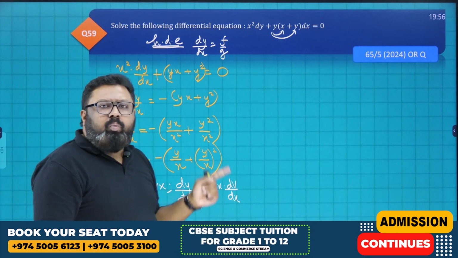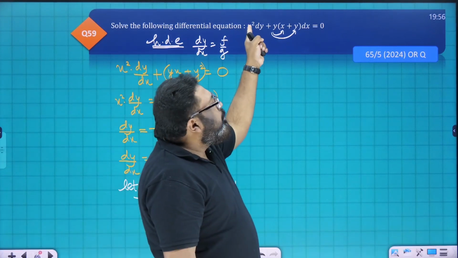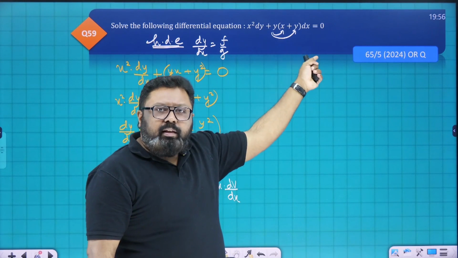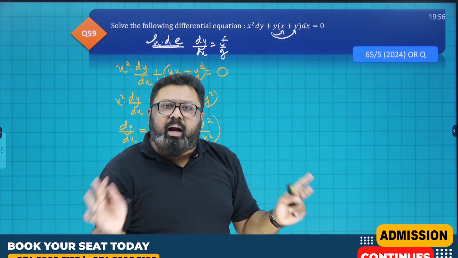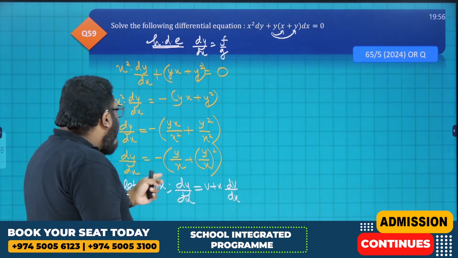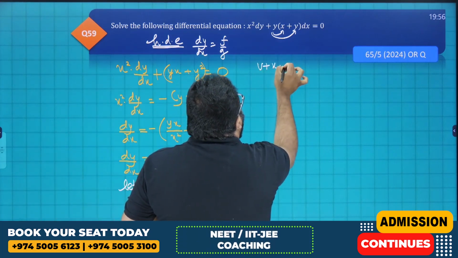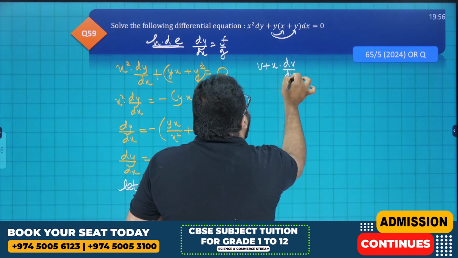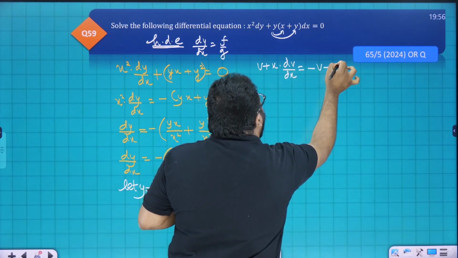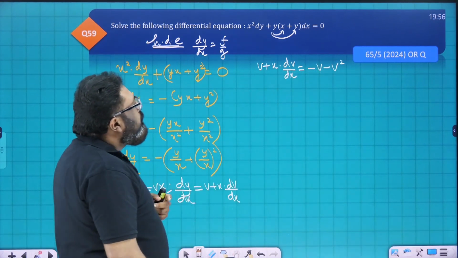Those who are still having a doubt on why it's homogeneous, please put x as lambda x, y as lambda y. You will see again the lambdas get eliminated. Okay, so the substitution is done. So v plus x dv by dx equals minus v squared.